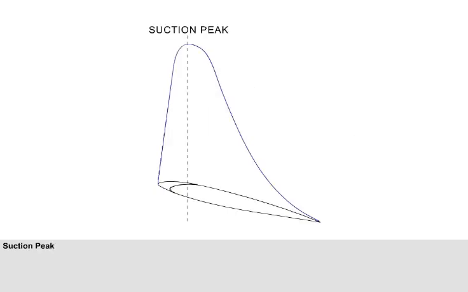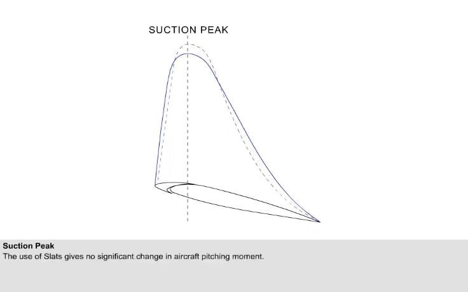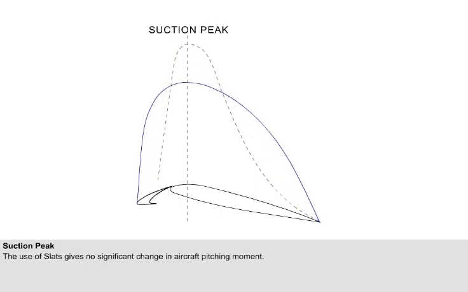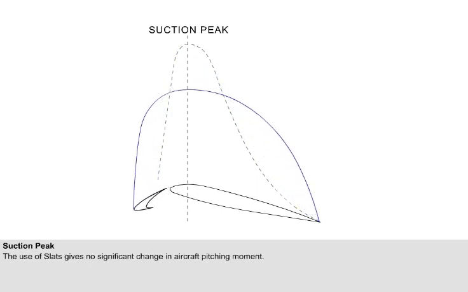Here, we can see a sketch of the low-pressure area on the top of the wing, with the aircraft at a high angle of attack. Suction is reduced towards the trailing edge because of minor airflow separation. When slats are driven open, we know that the increased boundary layer kinetic energy reattaches the airflow. The low-pressure area becomes more evenly distributed, but the total area changes very little. Please note that the suction peak does not move forward, so the effect of slats on aircraft pitching moment is insignificant.